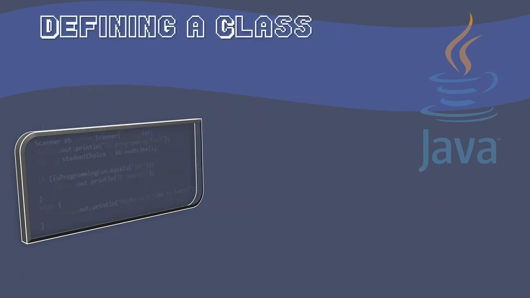So let's get into defining a class. Let's take our first steps to making our own classes. Because of course, Random was just another class that already exists that we could use. But what if we want to make our own? And that's where the power is going to come in here.